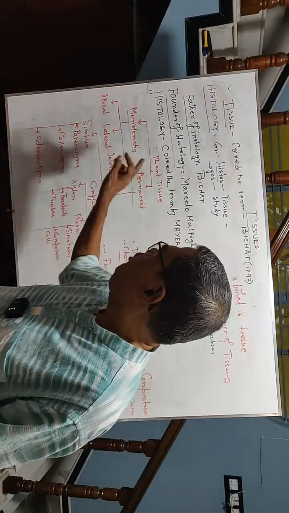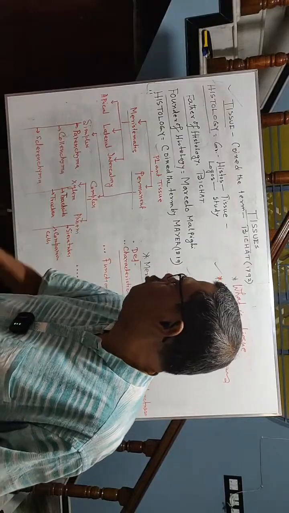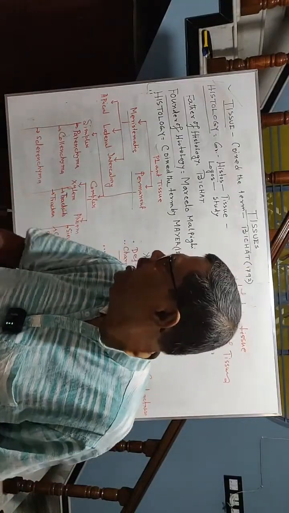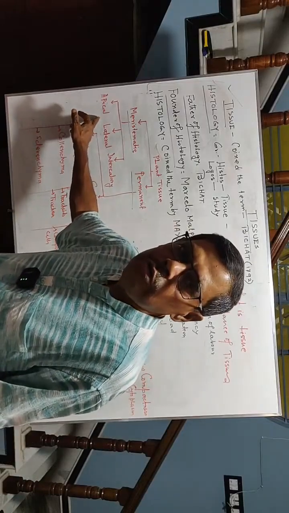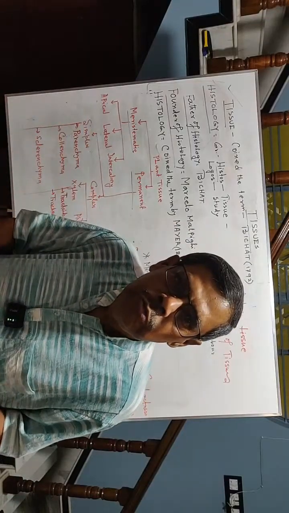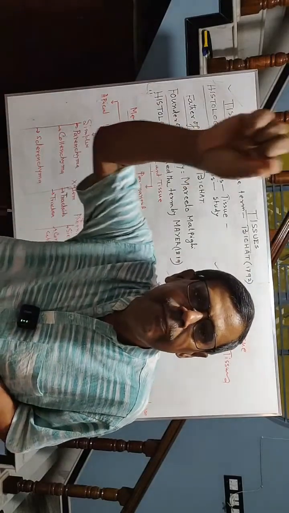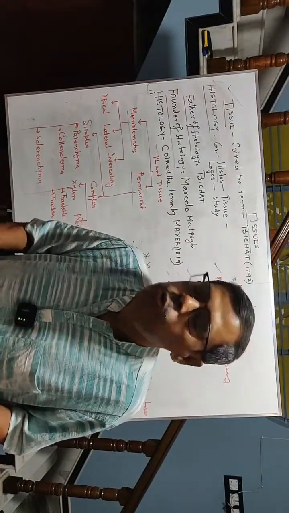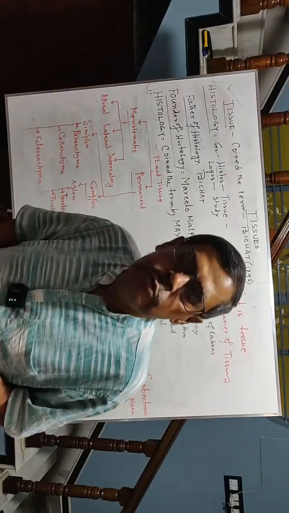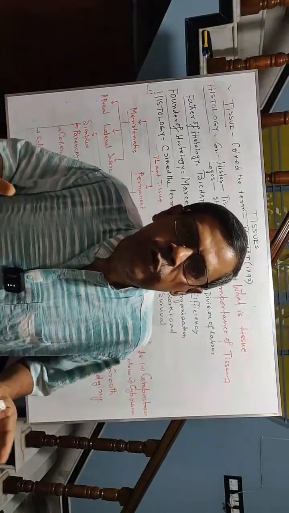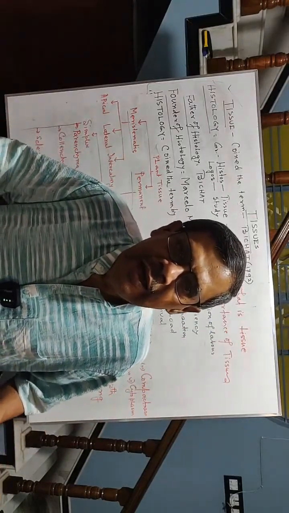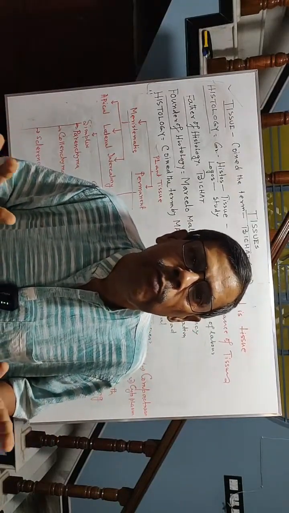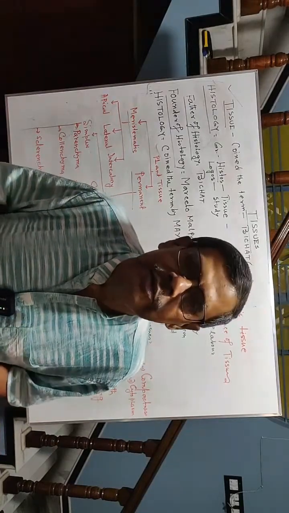Here, I will discuss the sites of meristematic tissue. The first is apical meristematic tissue, which is situated at the apex of the stem, leaf and root. Next, lateral meristematic tissue is situated along the circumference of the stem. This is called lateral tissue.